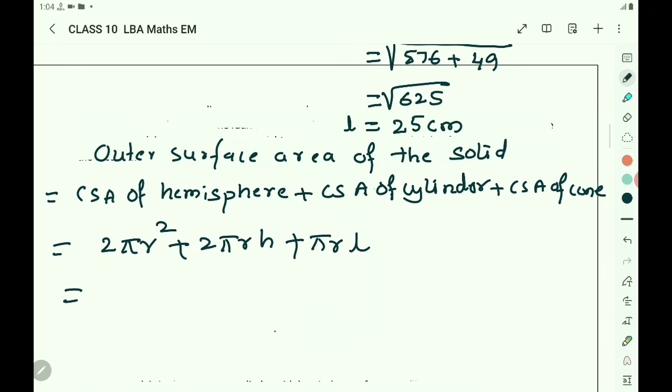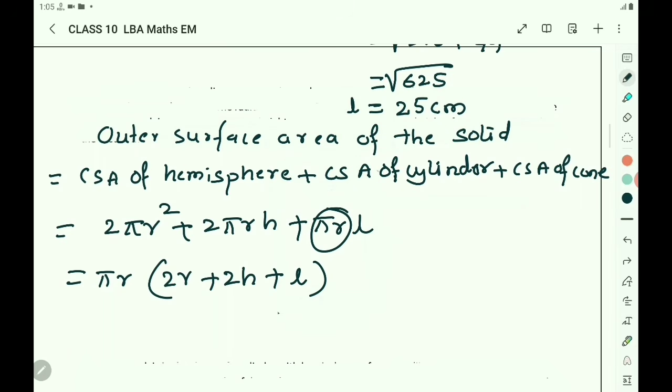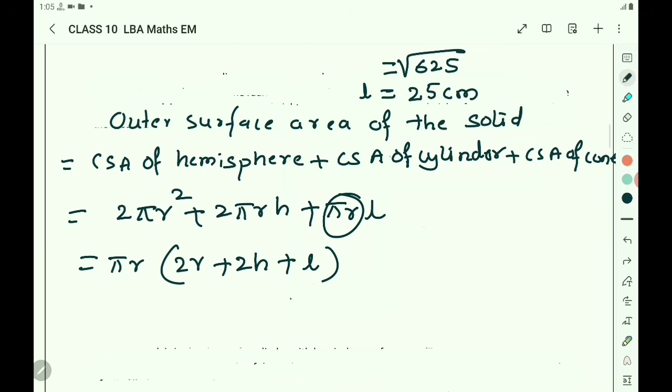Then r is same here. h1 is there. h2 is not needed for surface area. So you take h only. Then remove common. Pi r can be removed as a common. In the bracket, 2r remaining, plus 2h remaining, plus L remaining. Pi r is outside. So pi r into 2r plus 2h plus L equals, pi value is 22 by 7.